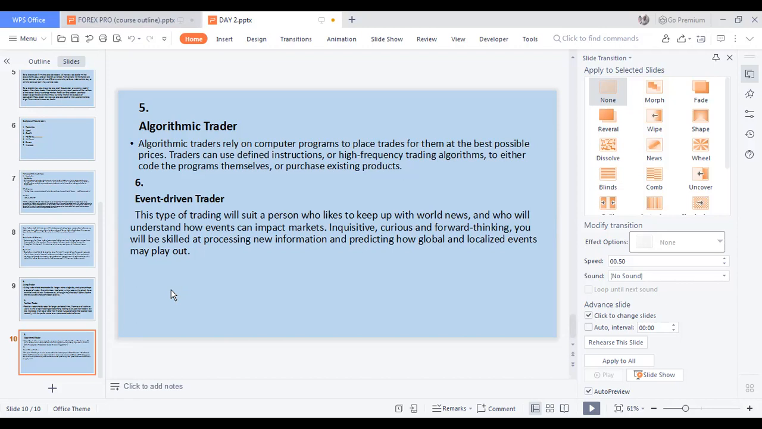Let's proceed. Event-driven traders. These are traders that keep up to live world news. They are more or less like fundamental traders because they always like to use the news to trade. On Friday, I will teach you how to use the news to trade, and you'll be so surprised that this strategy is one in a million. It's a very, very good method of trading, a fundamental analysis method of trading the news.